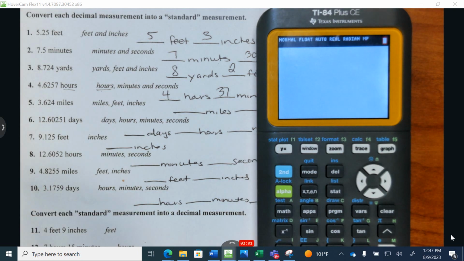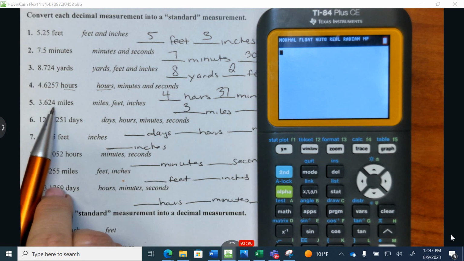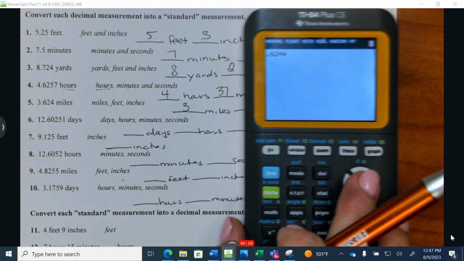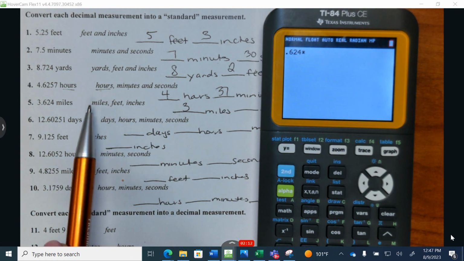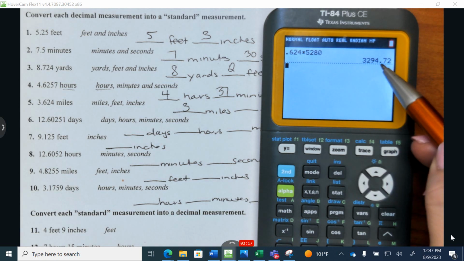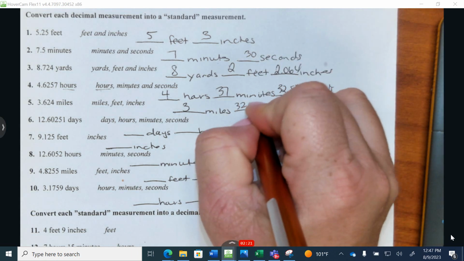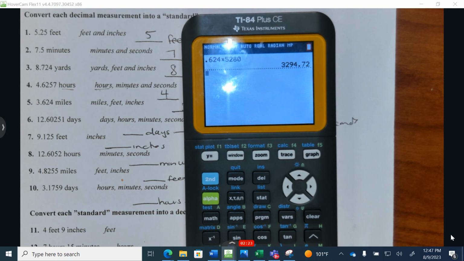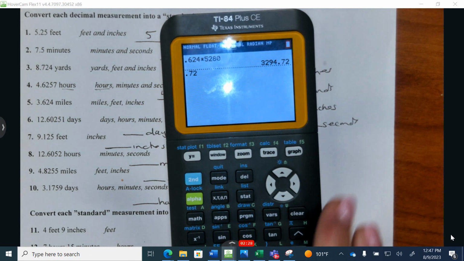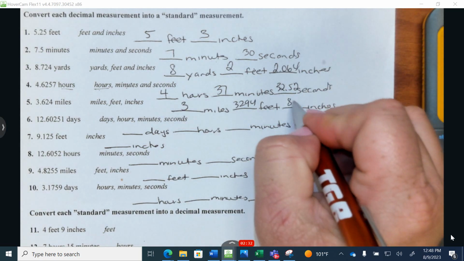Miles, feet, and inches. So we automatically have 3 miles. And now I'm going to take the remainder. How many feet are in 1 mile? 5,280. So this is the whole number representing the number of full miles. 3294. Taking the remainder of 0.72 and ask myself how many inches are in 1 foot. There are 12 inches. So 8.64 inches.